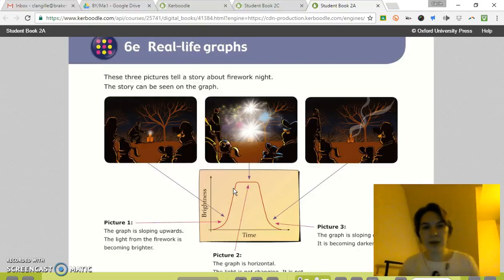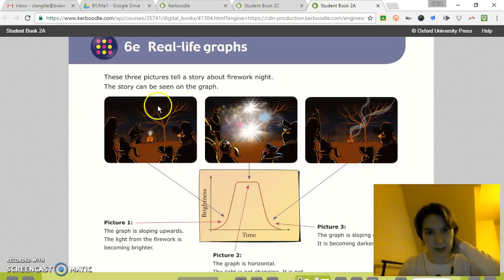Okay, so for this one, we're going to talk about how graphs can tell stories. For this one, you have to actually see me because I'm going to talk with my hands. Anyway, if we look at the screen, we see three pictures about a fireworks night. What's happening here is that slowly we see that the light is becoming brighter.